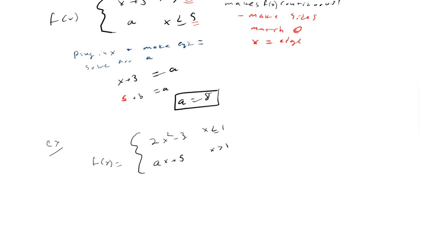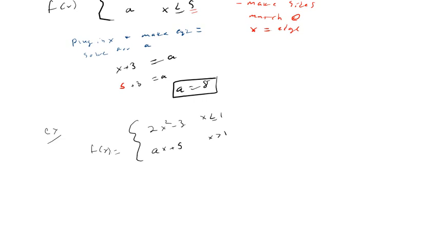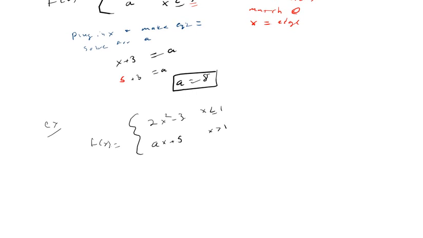Again, find a so f of x is continuous. Again, I'm gonna make this x a different number. I'm gonna make x into 2. Sorry, everybody. Make x into 2.